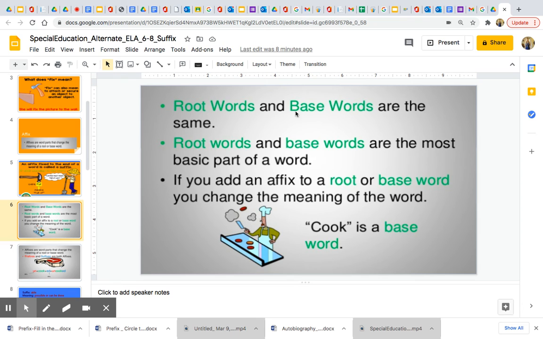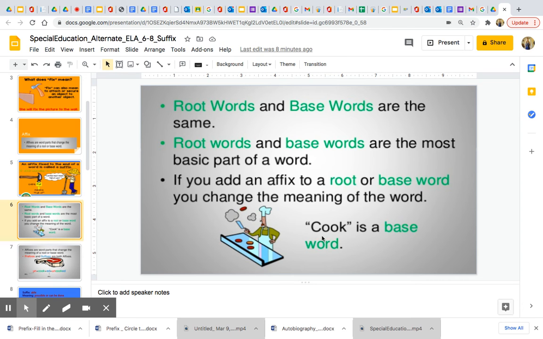Root words and base words are the same. Root words and base words are the most basic parts of a word. If you add an affix to a root or base word, you can change the meaning of the word.